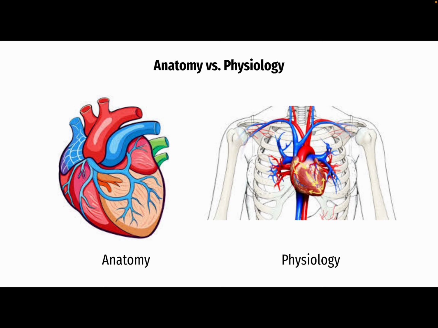So here is an example presented. On the left we can see your heart, and your heart is an organ, right? So that's anatomy. On the right side, we have a picture representing your heart pumping blood throughout the body, which makes it physiology, as it's showing how your heart actually functions within your body.